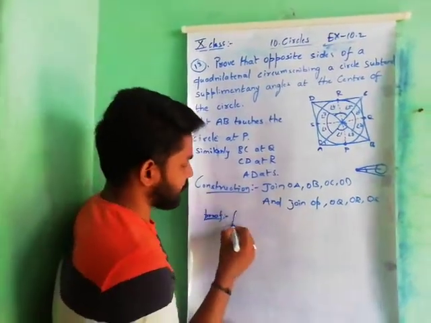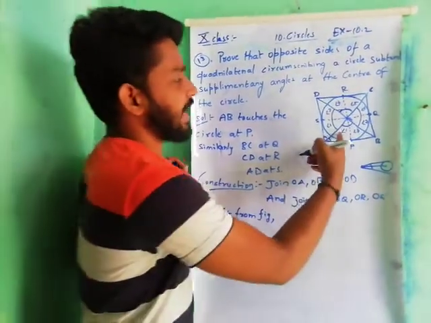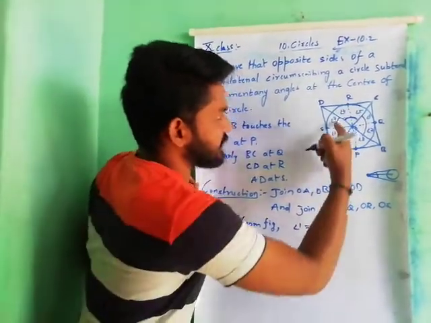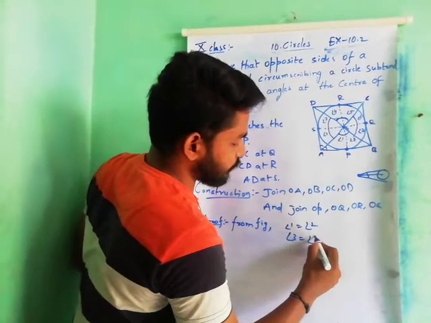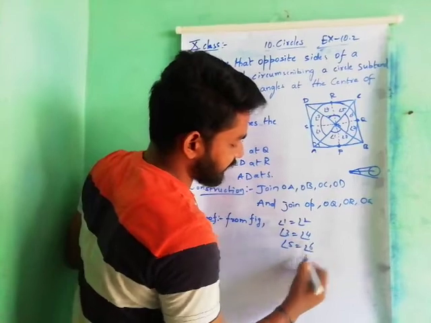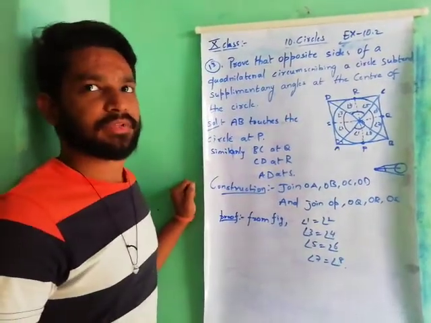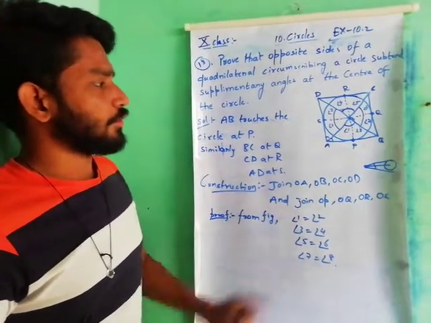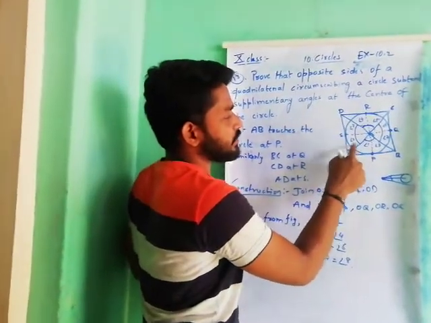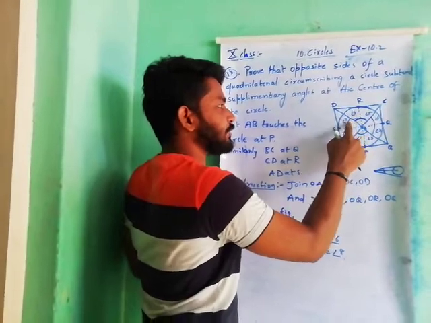From this figure, what we know is that this angle is equal to this angle: angle 1 is equal to angle 2. In a similar way, angle 3 is equal to angle 4, angle 5 is equal to angle 6, and angle 7 is equal to angle 8. Okay? So by the known theorem, from an external point, the tangents subtend equal angles. So this angle is equal to this angle. Similarly, this is an external point, and this angle is equal to this angle.